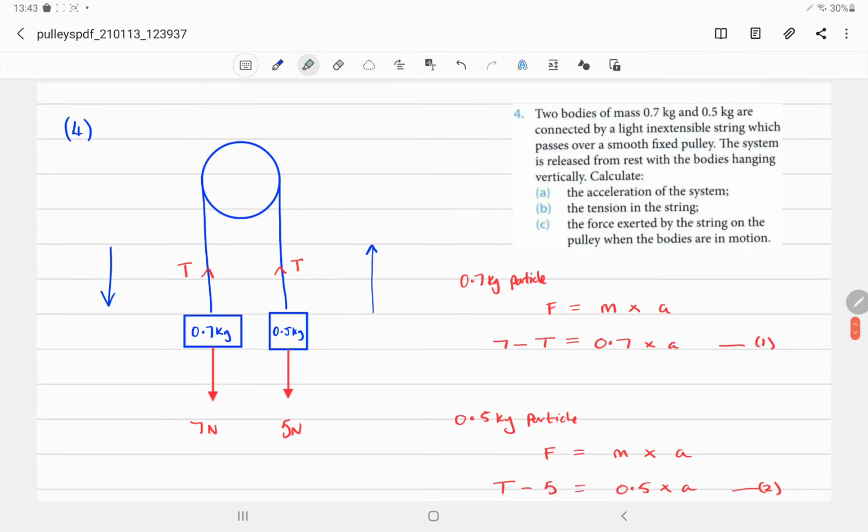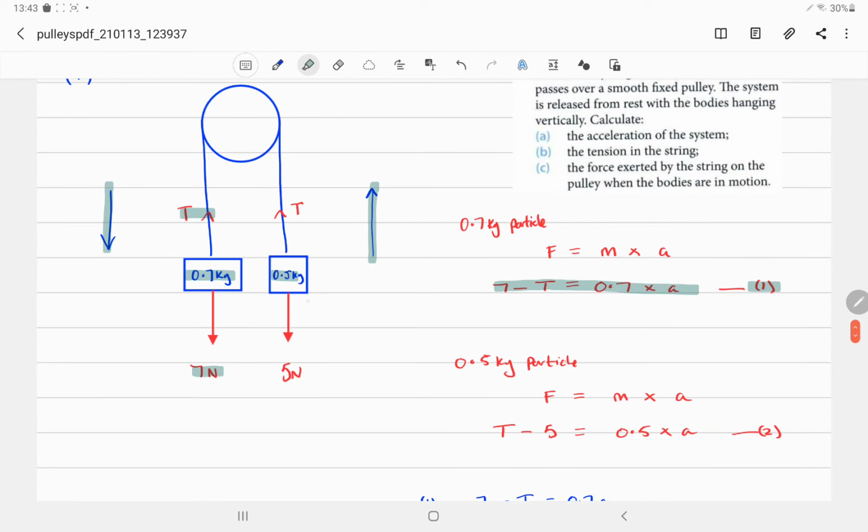Question 4. Identical type equation. 0.7 and 0.5 connected by a string on a smooth pulley. Look at the direction. The heavier one goes down, the lighter one goes up. 7 newtons acting down, tension acting up. So this is where our F equals MA comes from in the 0.7. We have 7 subtract T as our resultant force is equal to MA. That's our first equation. Then, because the 0.5 kilogram particle is moving upwards, it's going to be T subtract 5. So T subtract 5 is our resultant force, and that is equal to MA.